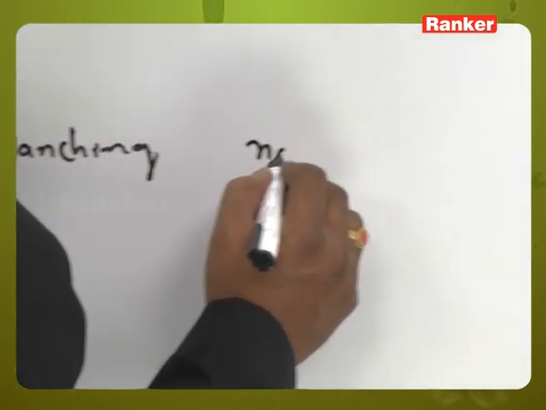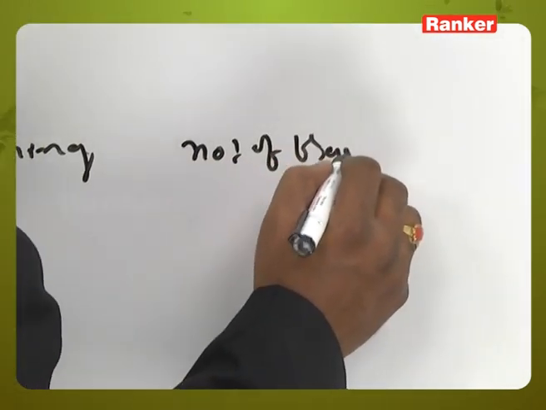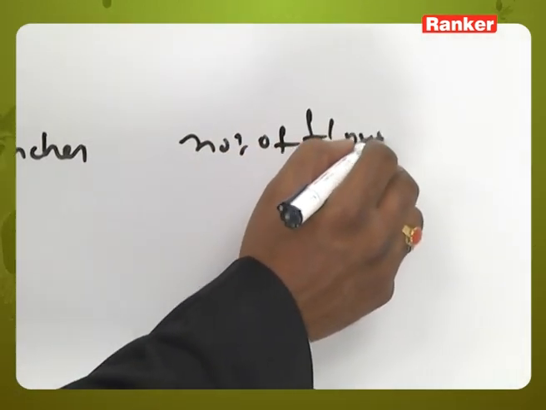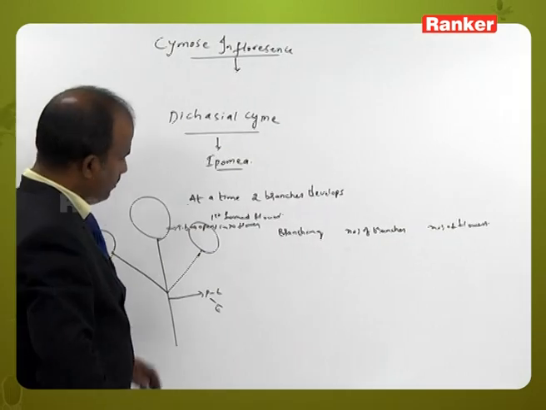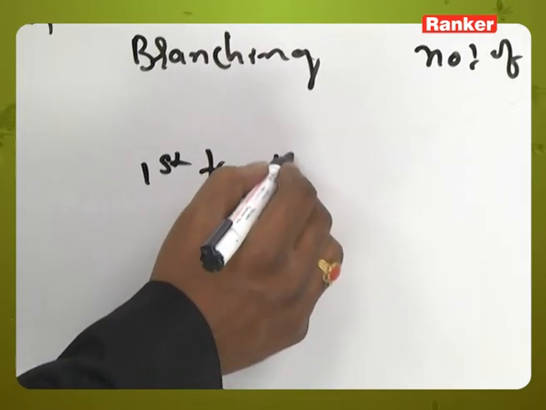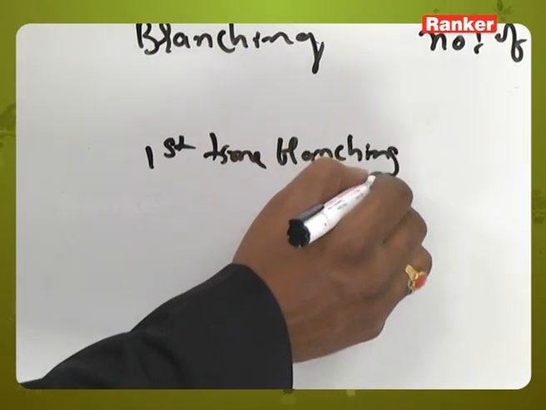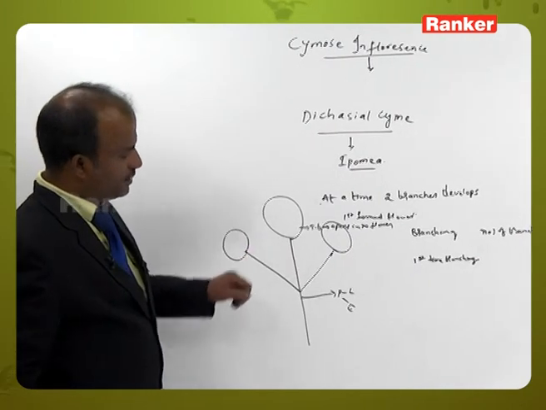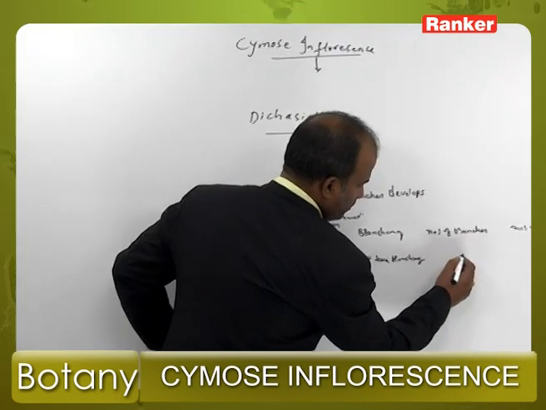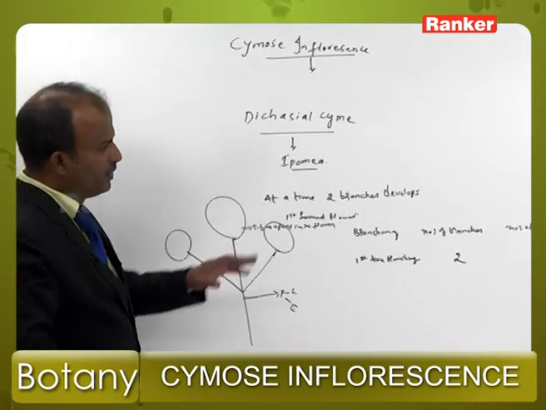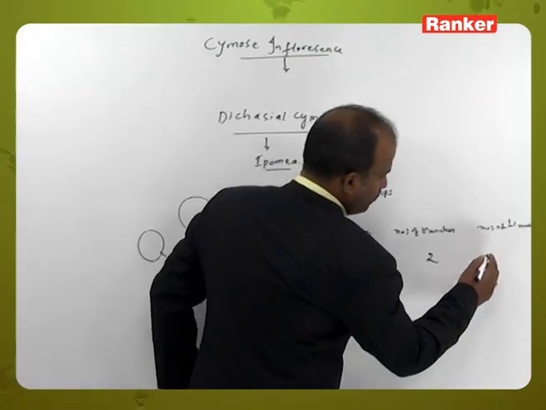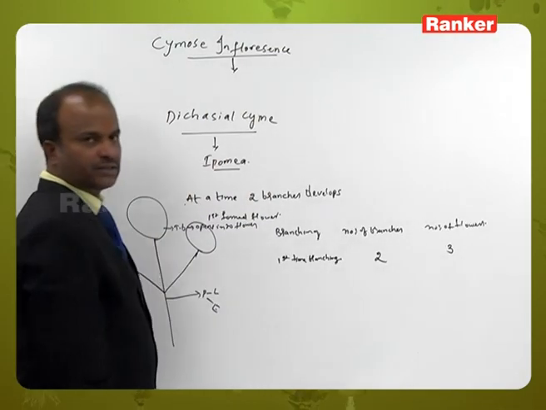Number of branches. Next, number of flowers. Now tell me, first time branching. First time branching means how many branches are present? Two branches are present. How many flowers are present? 1, 2 plus 3. So first time branching, two branches and three flowers are present.